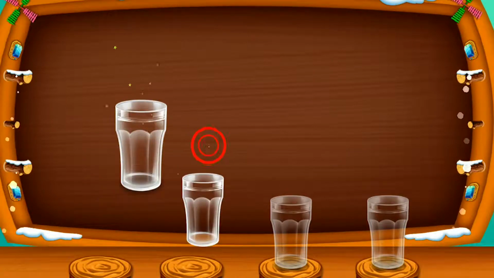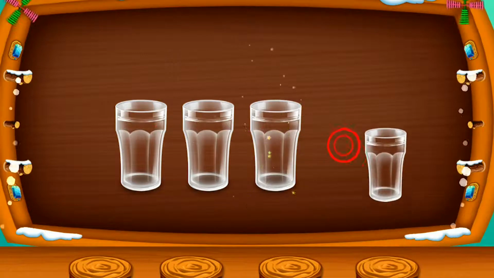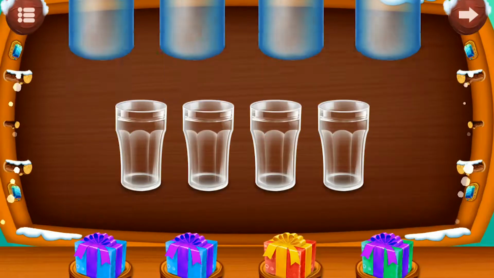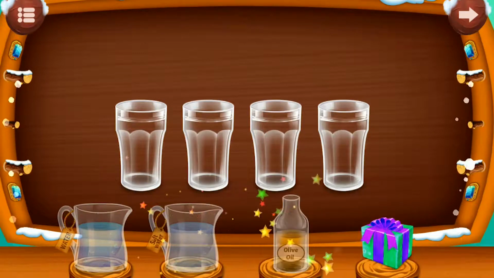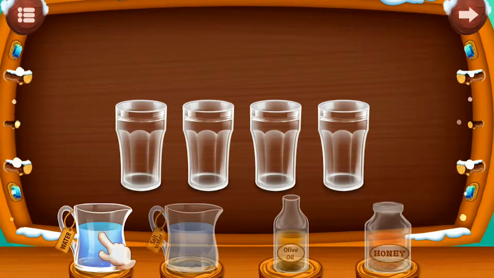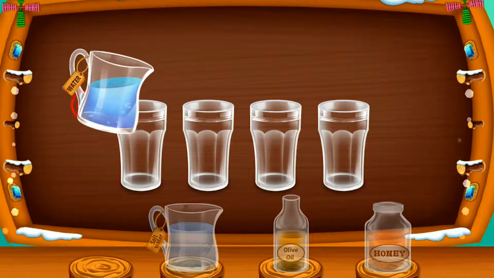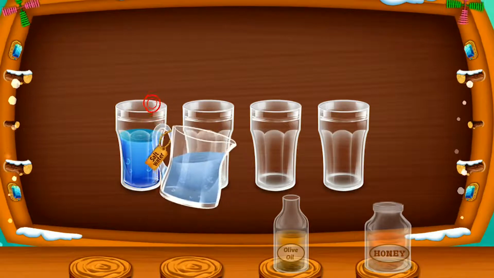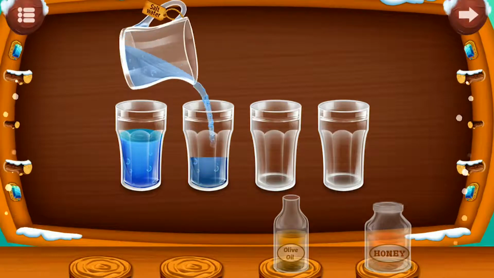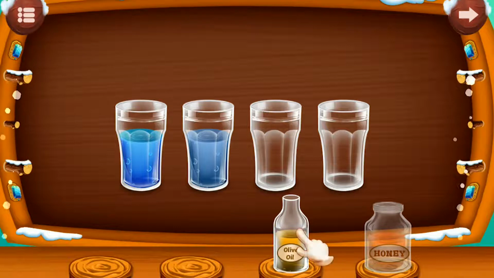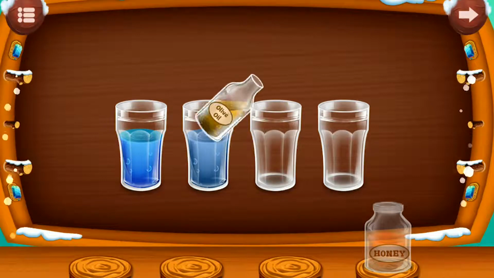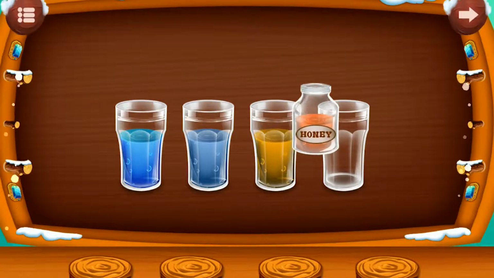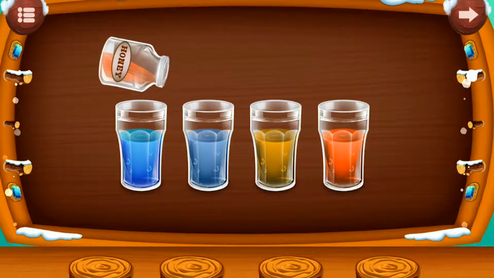Take another empty glasses. Fill first glass with water. Fill the second glass with salt water. Fill the third glass with oil. Fill the last glass with honey.